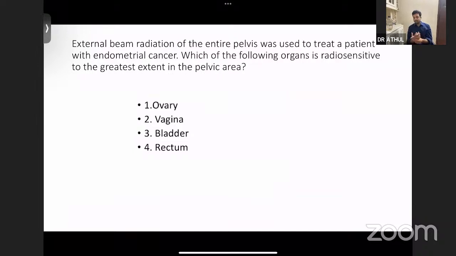Now, hazards of radiation is another very important topic. I think I will just finish in another 10 or 15 minutes. Please be patient. I will finish in 10 minutes.